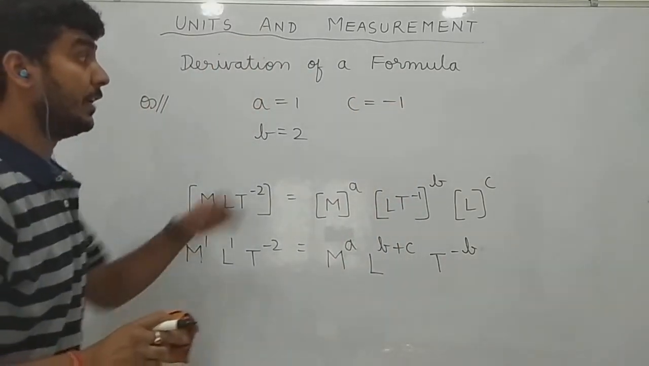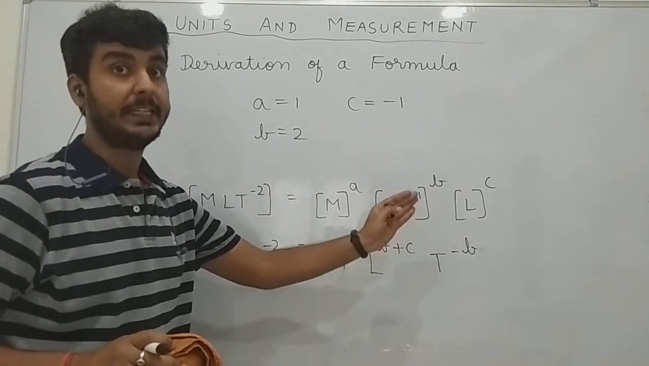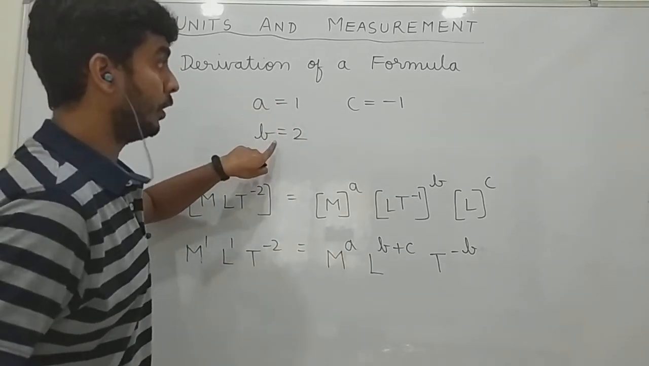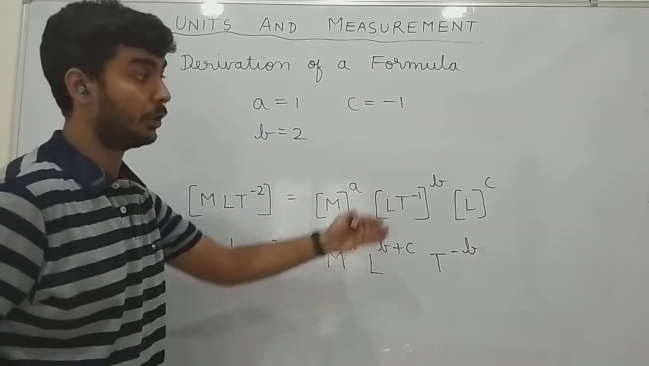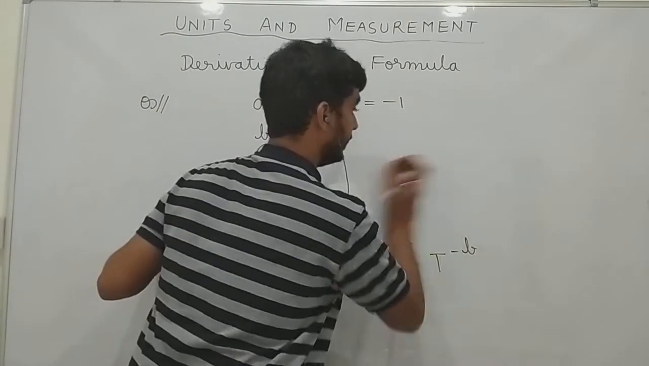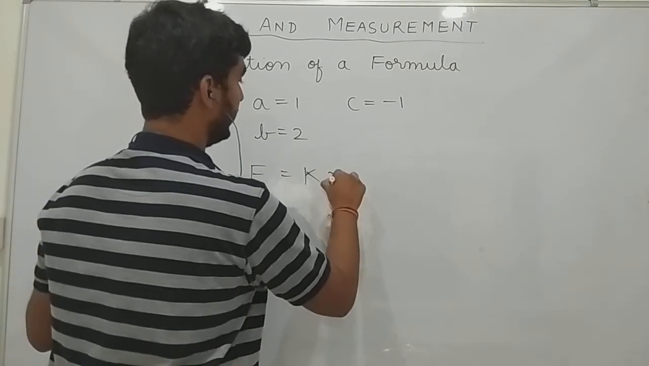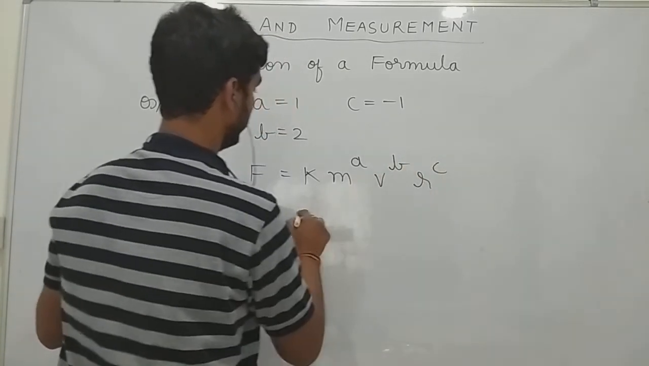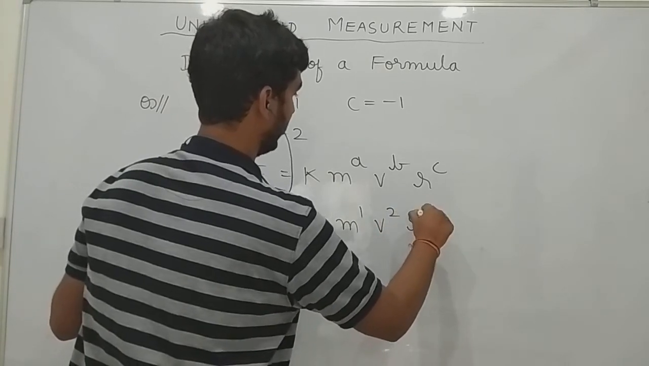Now in order to write the formula, we'll substitute these values into the powers of mass, velocity and radius, because earlier we have assumed that the power of mass is A, the power of velocity is B and the power of radius is C. Now by using the principle of homogeneity, we have found the values of A, B, C. Now we can simply write centripetal force is equal to K into, we have assumed mass A, velocity B and radius C. So we can write K into m to the power 1, v to the power 2 and r to the power minus 1.